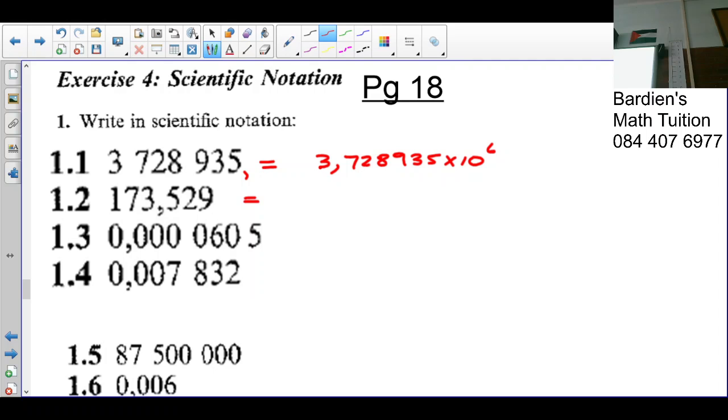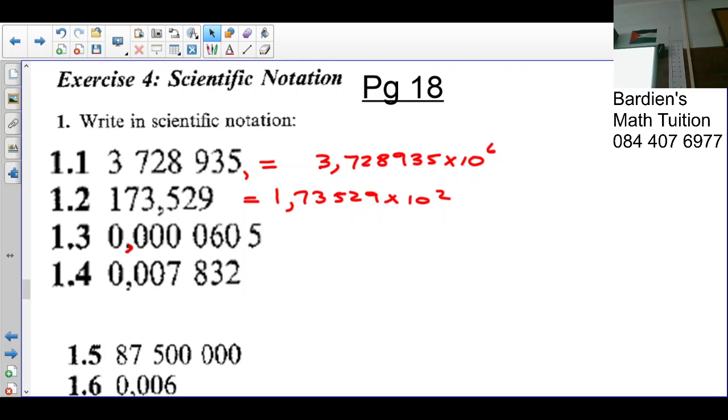As you can see, the comma is lying at that point. Not so? It's not lying as it always lies at the back. The comma is given there. So there must be one significant figure in front of the comma, which is 1 in this case. So I'm going to move it 1, 2 units. Can you see that? So it's going to be 1,73529 times 10 to the 2.